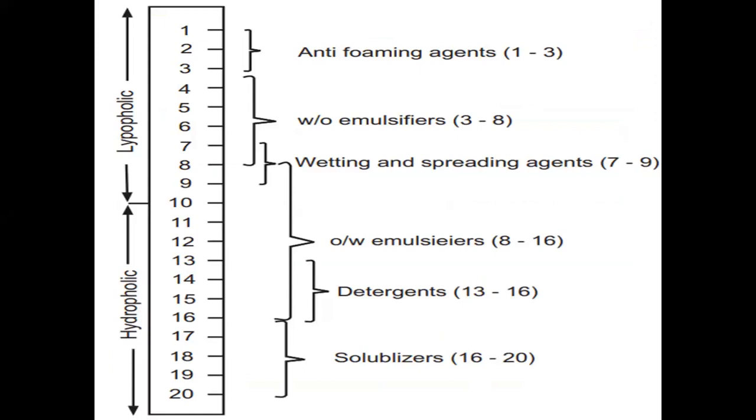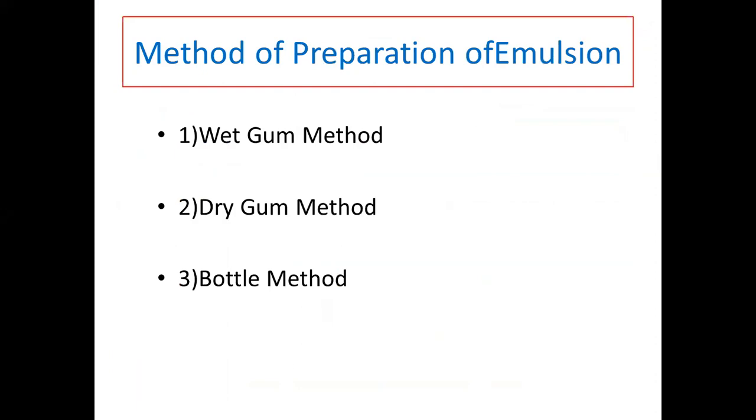Then let us discuss the next point, method of preparation of emulsion, in which wet gum method, dry gum method, and bottle method. The first two methods you have prepared in pharmaceutics practical, right? Can anyone tell in short about wet gum method, dry gum method?